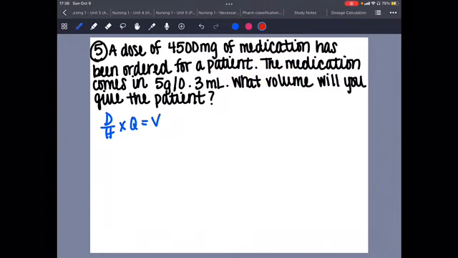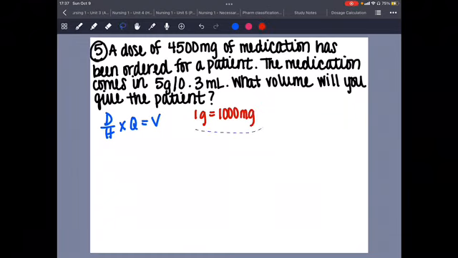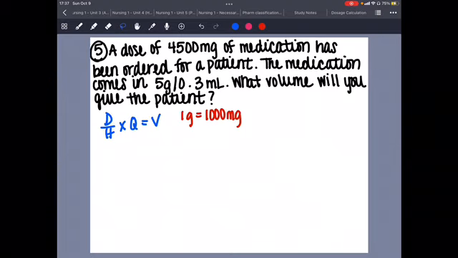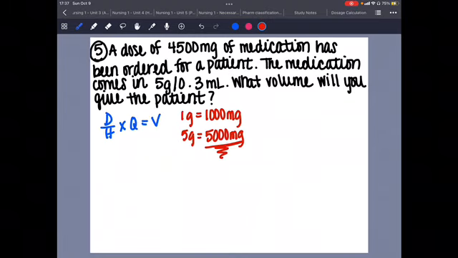So for reference, and I'm going to put this in red. So 1 gram equals 1,000 milligrams. So this is going to be the conversion that we're going to be using because we do have 1 gram in our problem. So if 1 gram equals 1,000 milligrams, then that means 5 grams equals 5,000 milligrams. And this was what we will be using in our problem.